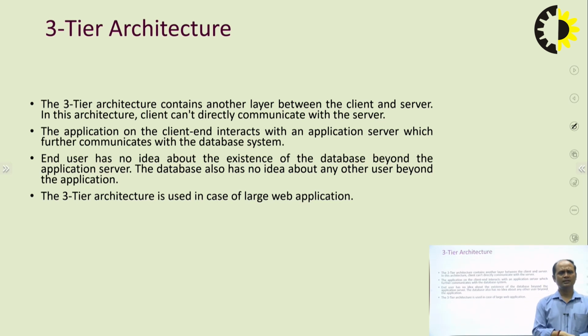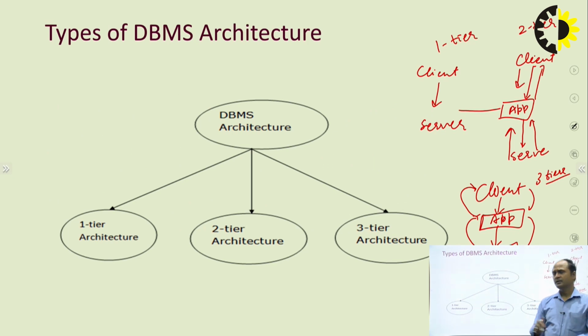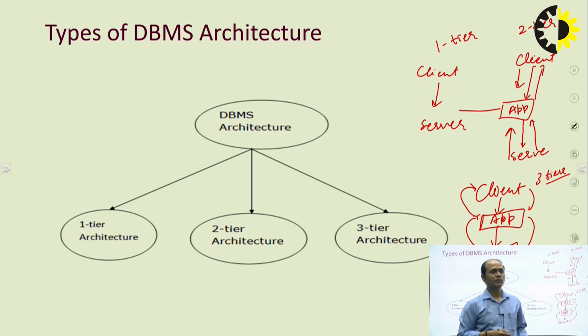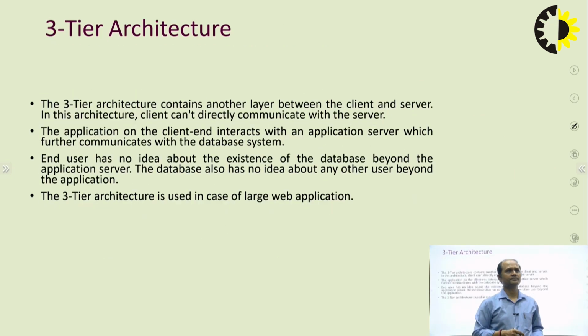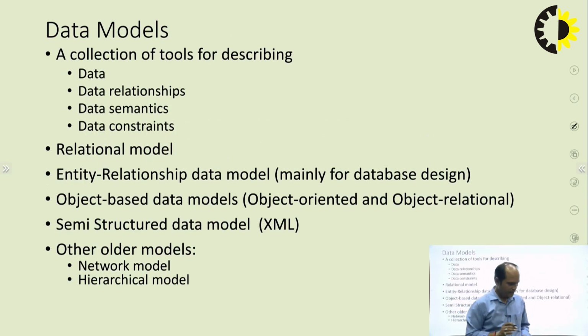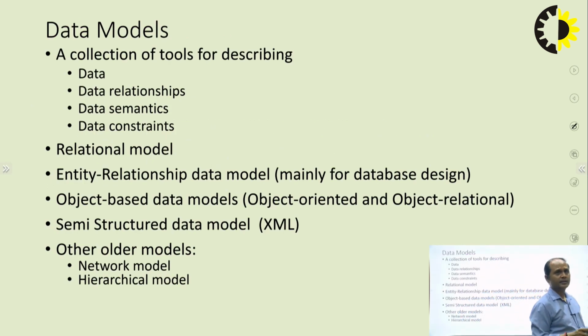So we have discussed these diagrams. This is the summary of these architectures: 1 tier, 2 tier and 3 tier architecture. These are the shortcuts, the basic outline. So that is all about the architecture of a database. Now let's discuss what comes after the architecture. We can design some model that relates directly to the data.